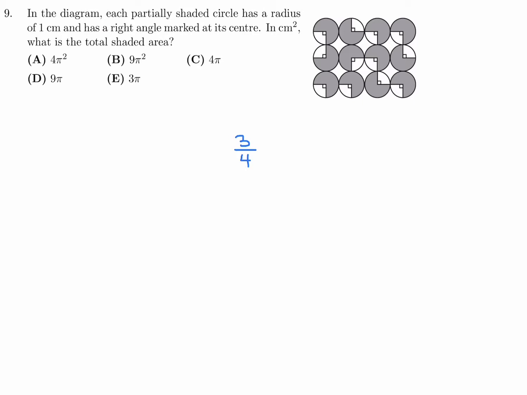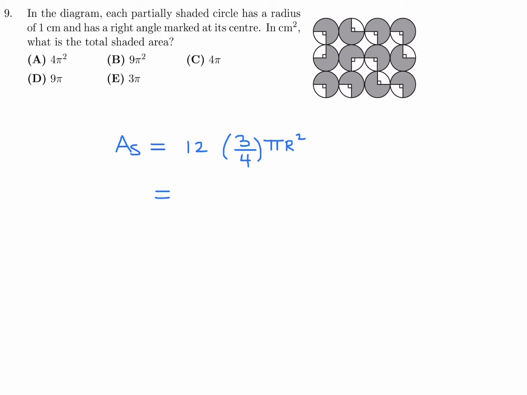And then there's 12 of them. So 3/4 of the circle would be 3/4 times pi r squared, because the area of a circle is pi r squared, as I'm sure you know. And then there's 12 of them, so I have to multiply by 12. So that is going to be the total area of the shaded region. So we can write AS for area of the shaded region. And now we just have to calculate this.